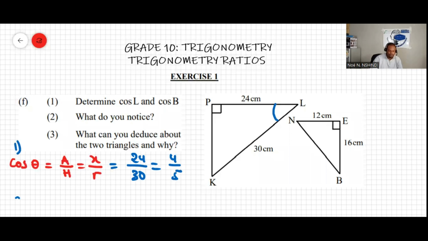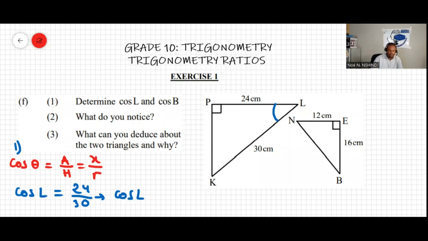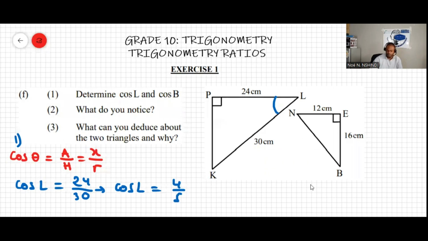Now for question 2, no, it's not done yet. Question 1 says also, let me write it this way. I should have specified that cos of L will be equal to adjacent 24 over hypotenuse 30, which means cos of L will be equal to, if I divide by 6, 4 over 5. Now, I want to do cos of B.